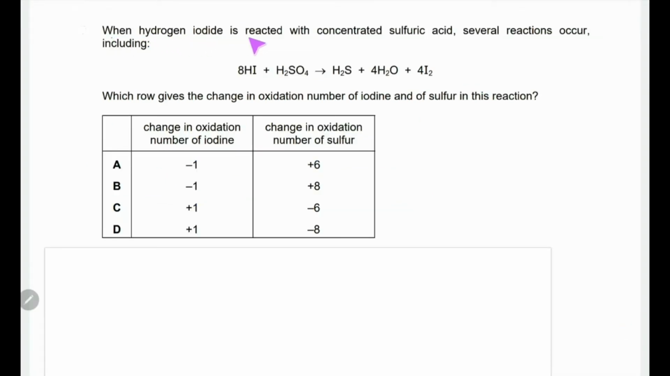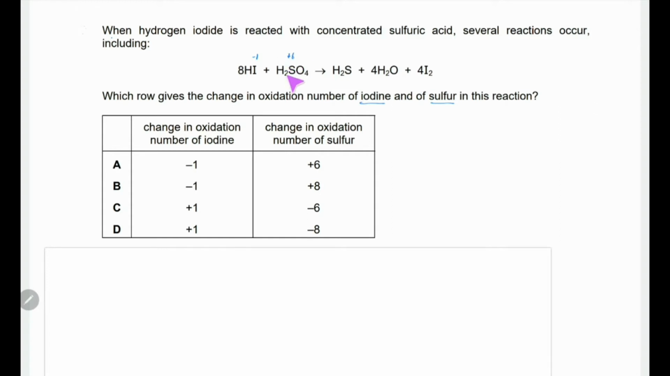When hydrogen iodide is reacted with concentrated sulfuric acid, several reactions occur, including this reaction. Which row gives the change in oxidation number of iodine and of sulfur in this reaction? In order to solve this, first of all, we will write the oxidation number of each element in reactant and product, especially the target elements, that is iodine and sulfur. In the reactants, iodine over here has -1 oxidation state, and you calculate for sulfur, so you will get +6.